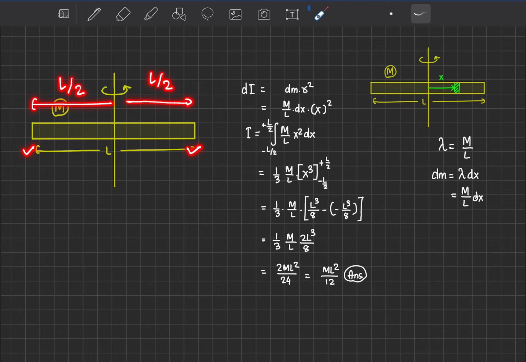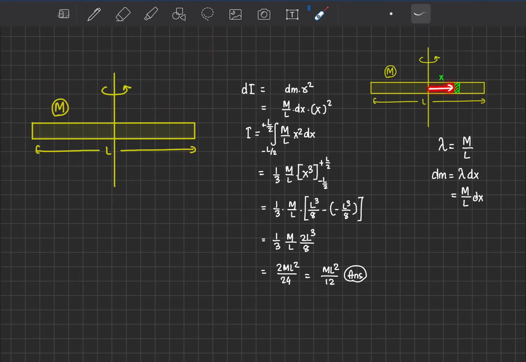So here are the limits that we need to keep in mind: our limits must be from minus L by 2 to L by 2, because our distances are measured from the axis. So one end is at minus L by 2 distance, the other is at L by 2 distance. Now here also we will solve the same way.